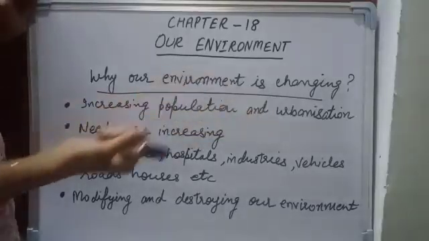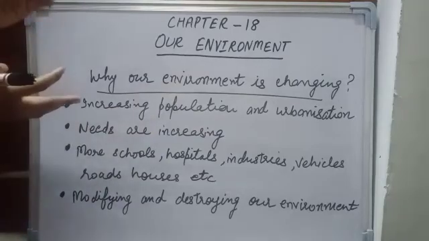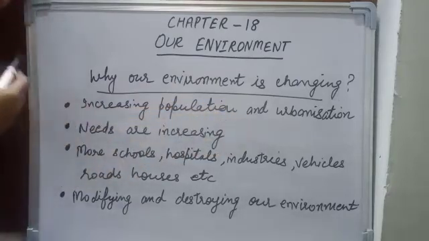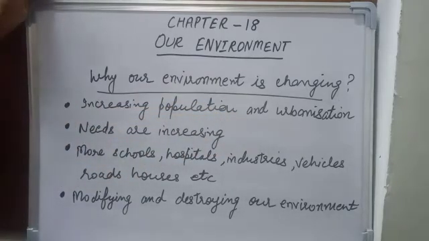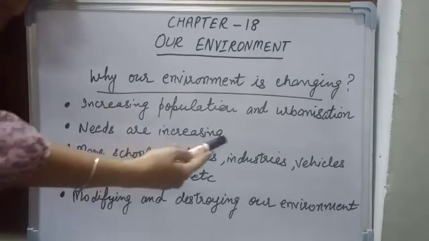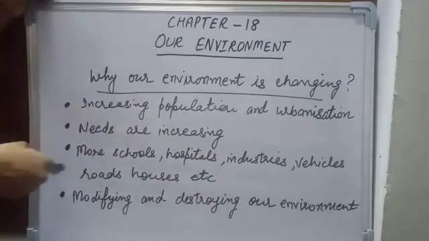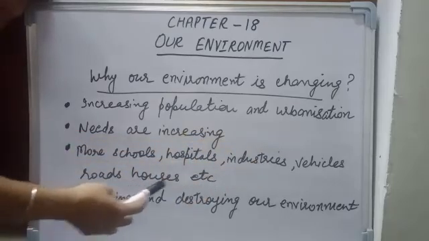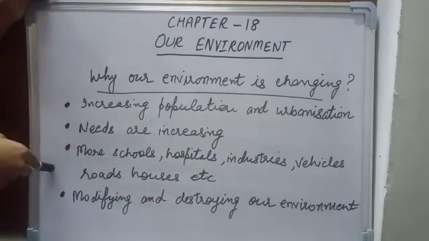Why is our environment changing? It is all due to human activities. Increasing population and urbanization, as the population is increasing day by day, and we are making industries, we are converting areas into towns, small villages we are converting into large towns. So as the population is increasing, the needs are also increasing. For fulfilling our needs, we need more schools, hospitals, industries, vehicles, roads, houses, etc. For fulfilling these requirements, we are polluting and destroying our environment.